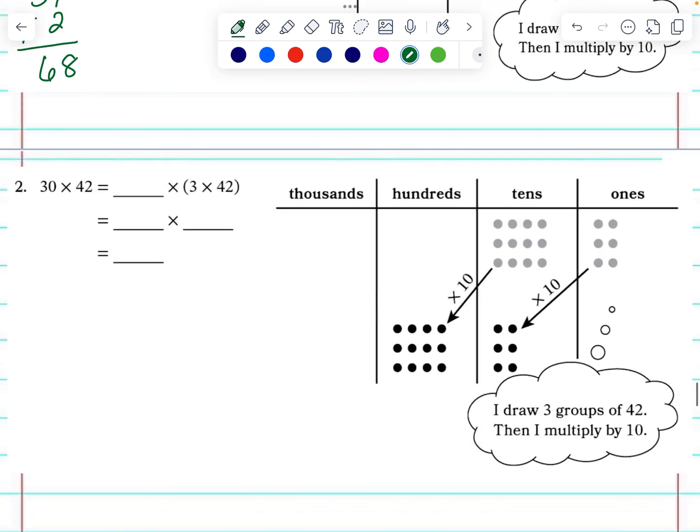Now, it's your turn to do it for number 2. 30 decomposed is 10 times 3 times 42. 42 times 3, 6, 12, 10 times 126. That's 1,260.